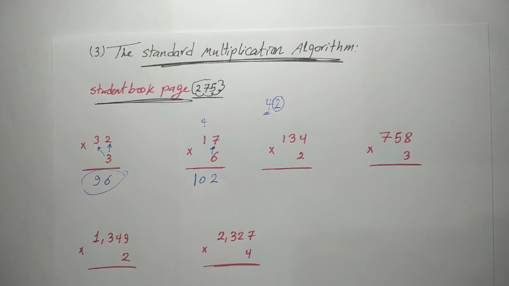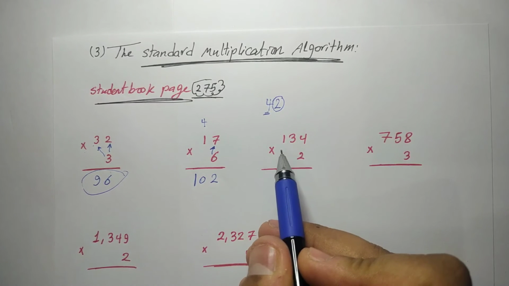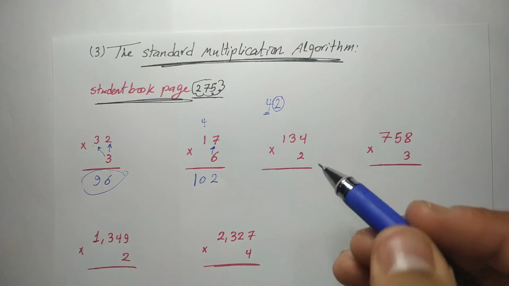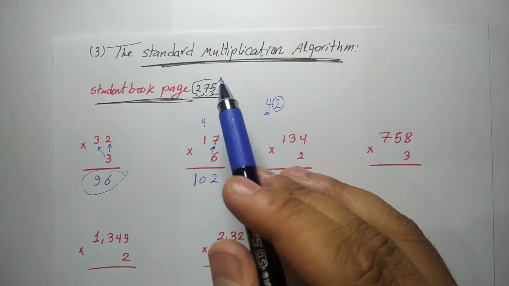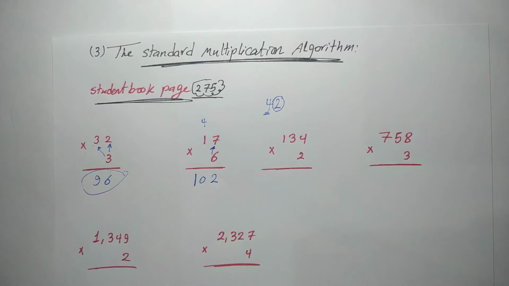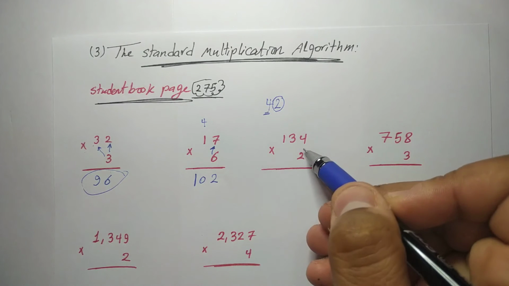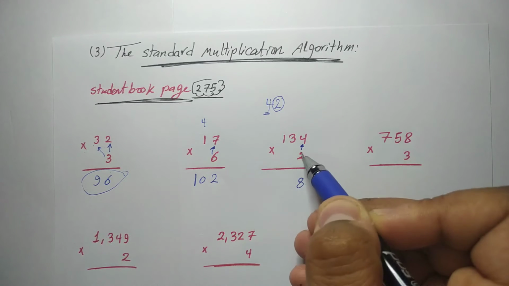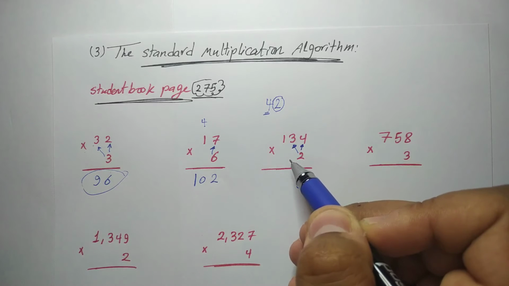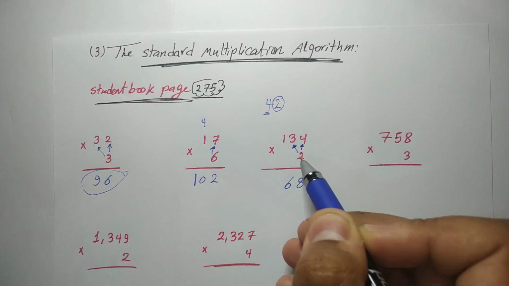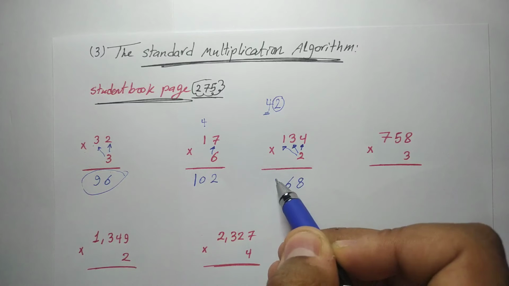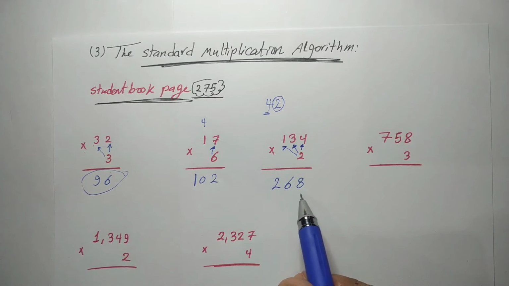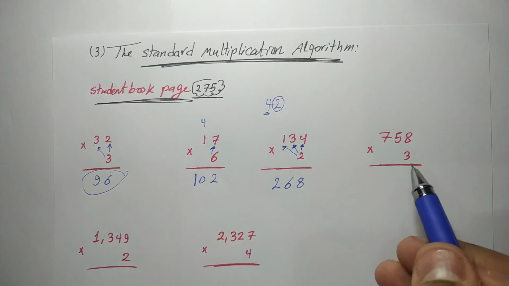Let's move on to another example here. 134 times 2. When we're doing the standard multiplication algorithm, remember, I will start from the ones. So 2 times 4, it will be 8. And 2 times 3, it will be 6. 2 times 1, it will be 2. So the answer will be 268.